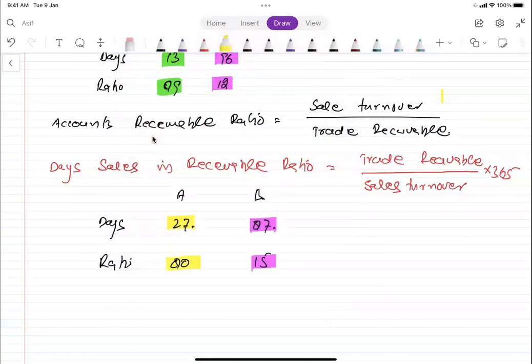Days of 27 shows that within less than 1 month, business A receives payments from its buyers, buys new inventory and sells it again. And the ratio also shows that business A's efficiency is 80% improved as compared to the other businesses, and B is performing poorly in both ways. So this is the way we calculate efficiency ratios.